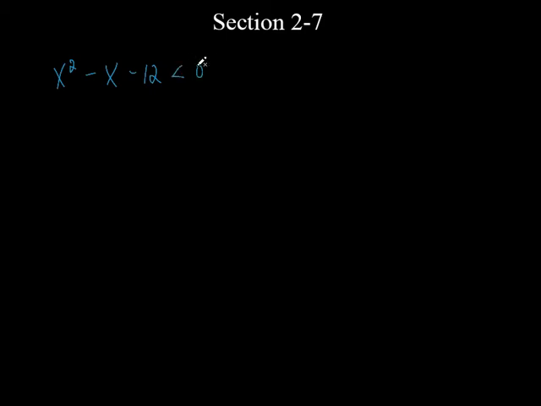Less than 0. Alright, so here it is. We have to solve for this. It's a quadratic inequality because this stuff is less than 0. We want to find all the values for x that make this thing less than 0, right.